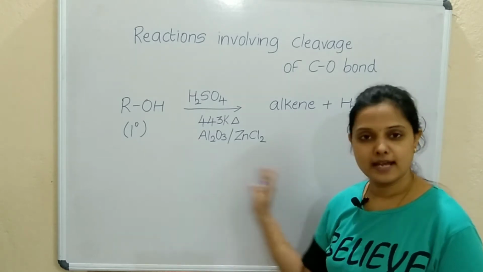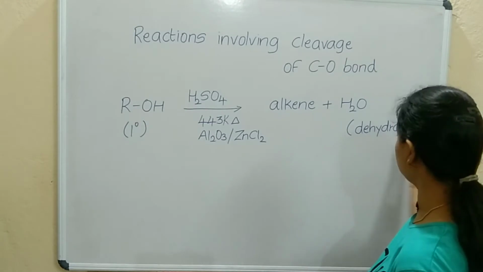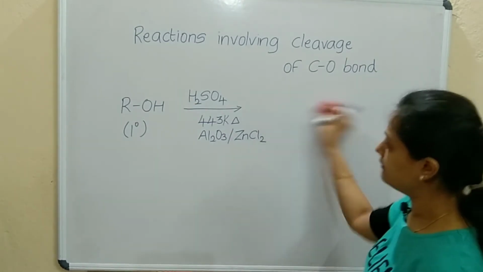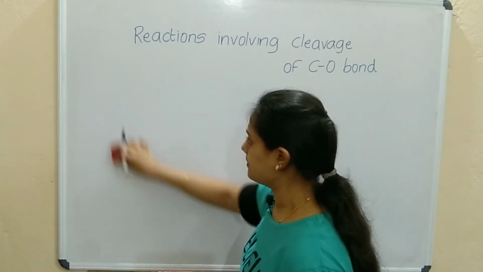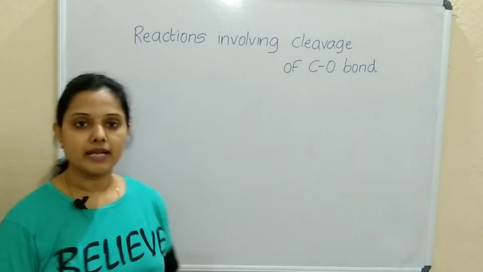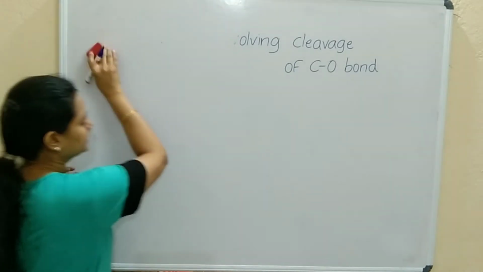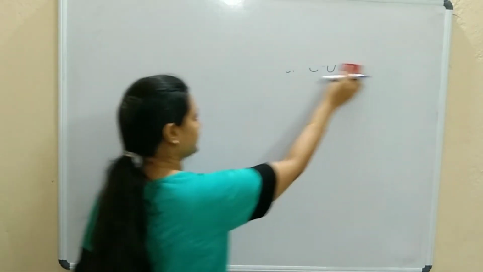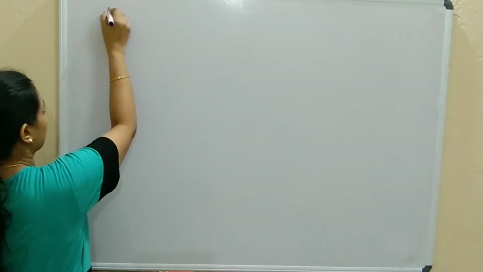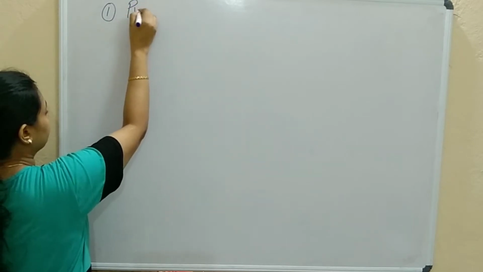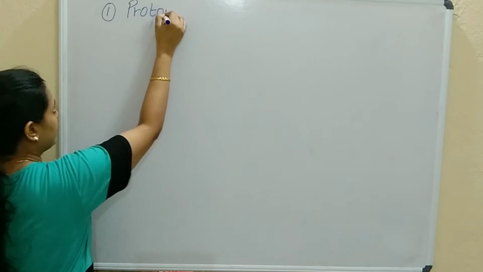So we have the mechanism for this reaction. The same product, alkene, will be formed from a primary alcohol. I'll take one example of a primary alcohol. The mechanism involves 3 steps. The first one is the formation of protonated alcohol.